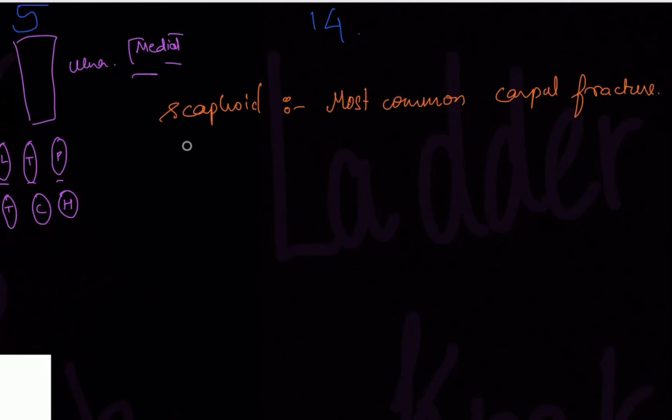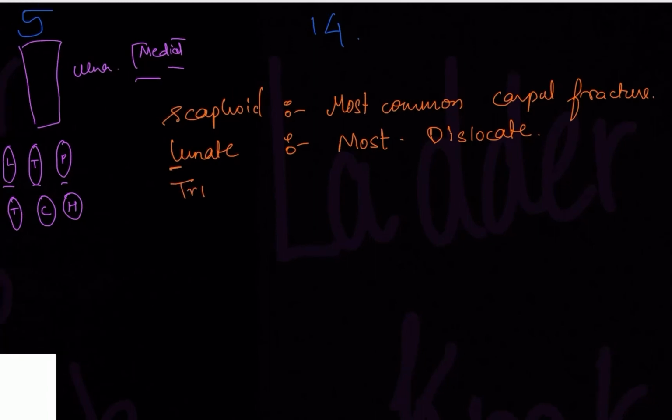So scaphoid, lunate. She looks too pissed. L stands for lunate. From the word lunate, you can understand this L, that is dislocate. It is the most dislocated bone, means it can get very easily dislocated. Then you have this triquestral. You don't have to remember anything about it. Just remember its name.